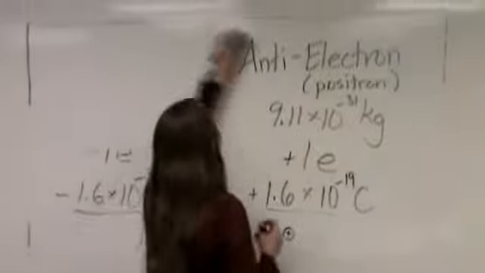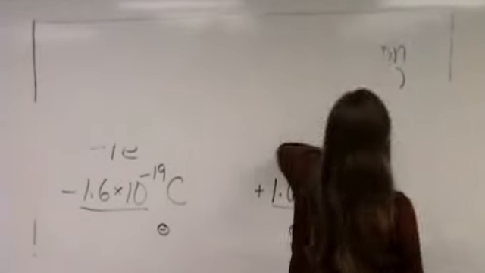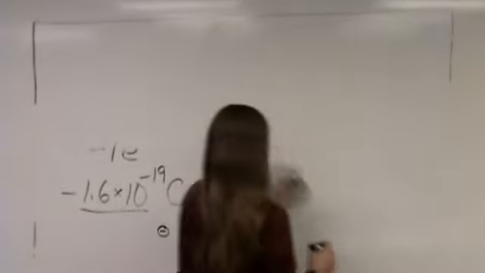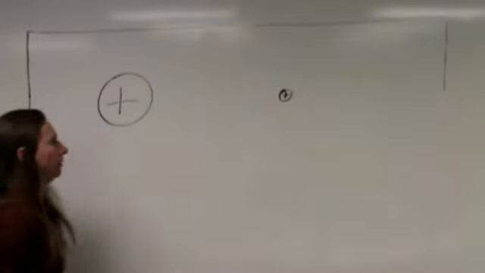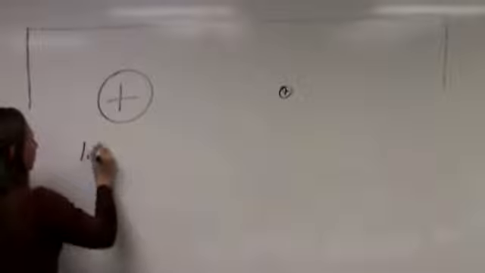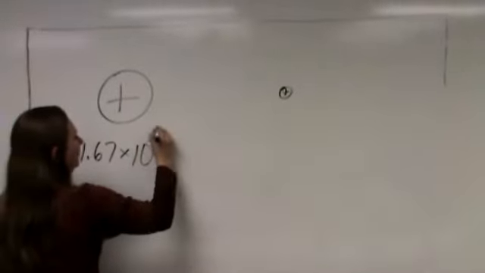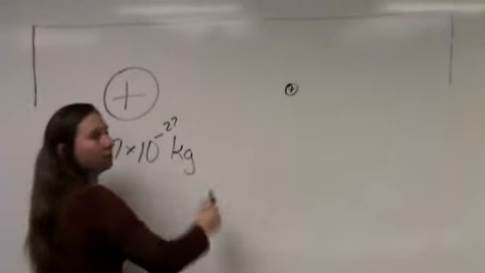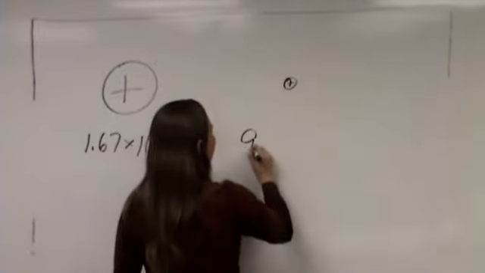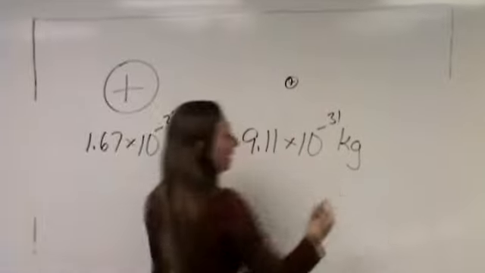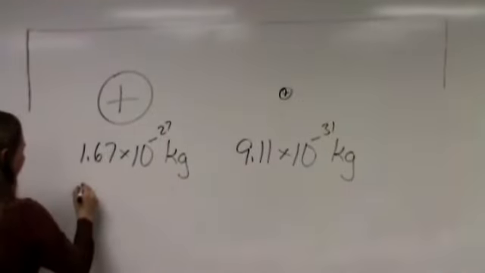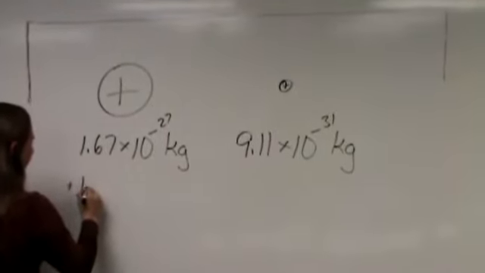If I may, hopefully without confusing you, all right, this is a proton, this is a positron. The proton's mass, 1.67 times 10 to the negative 27 kilograms. The positron's mass, 9.11 times 10 to the negative 31 kilograms. Their charges are the same.